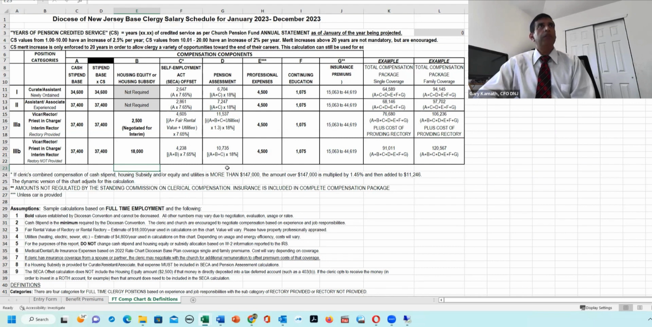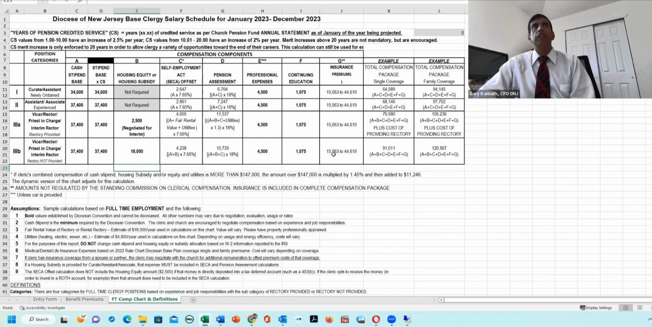Next column is column D, the pension assessment. This is the formula that gives you how we come up with the calculation on the actual report. The next column, professional expenses. Keep in mind the 4,500. This is the minimum, and this is recommended, and up to their actual expenses. And sometimes it could be lower if their actual expenses are lower. The continuing education, 1,075, and then the insurance premium.